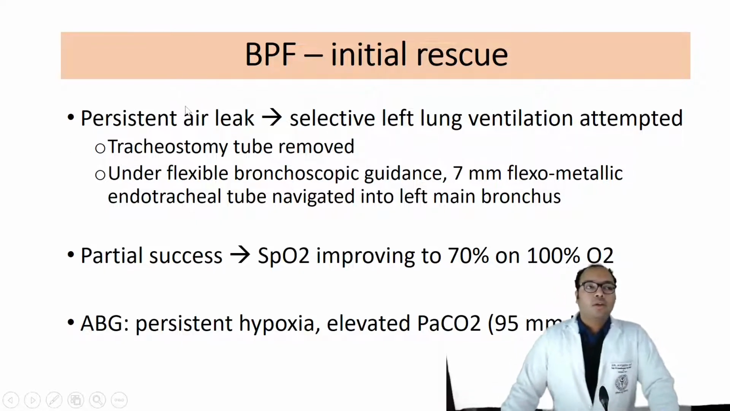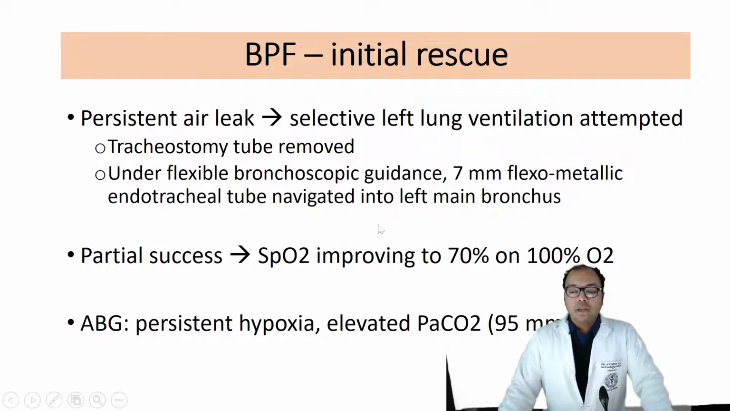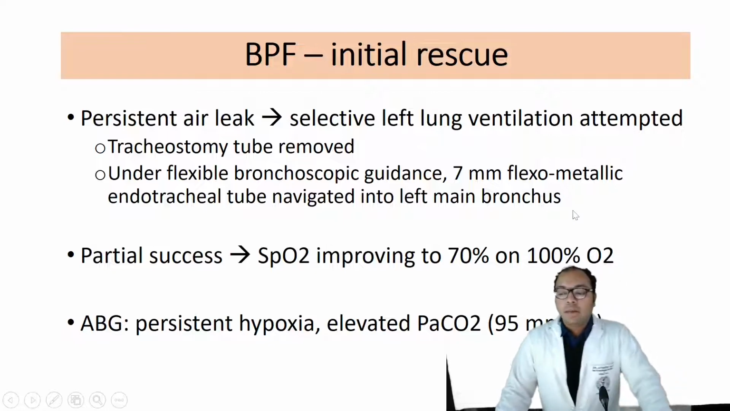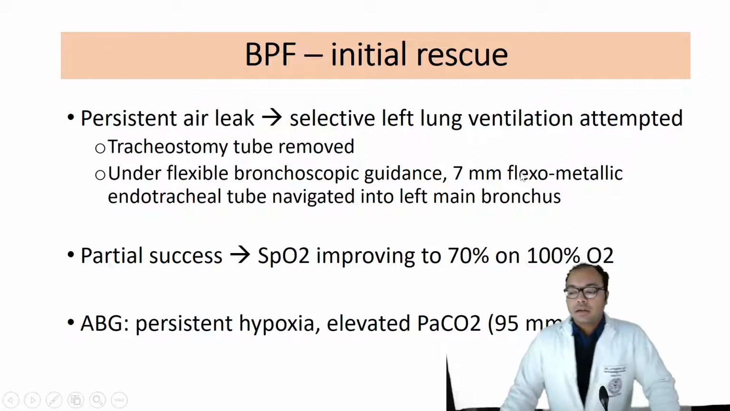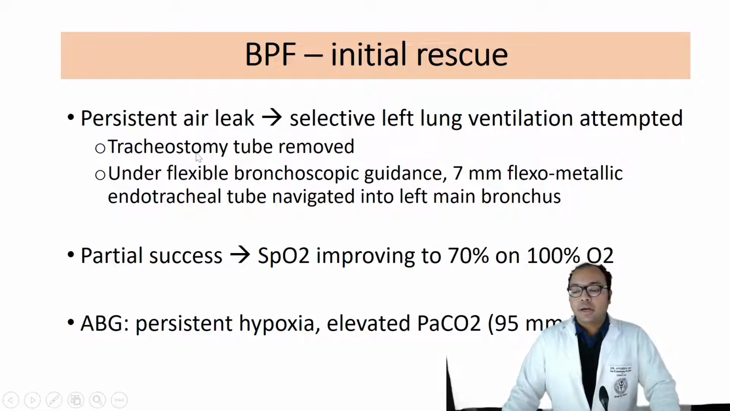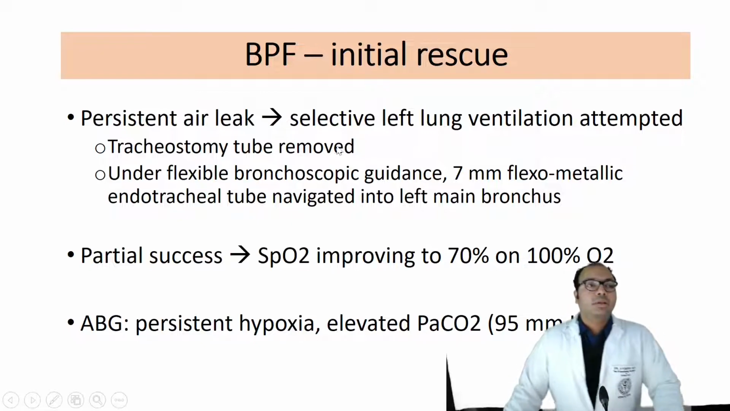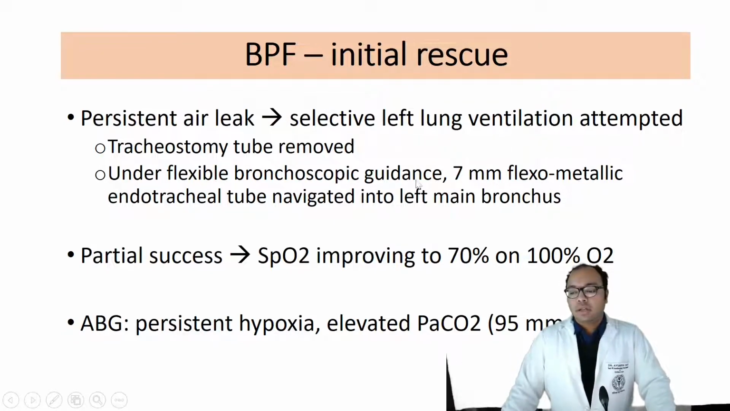So we first removed the tracheostomy tube, and we had the flexible bronchoscope at our bedside. With its guidance, we put a size 7 flexometallic tube into the left mainstem bronchus with an aim to selectively ventilate the left lung, isolate the right lung, and decrease the air leak. However, as I've already said, the patient had post ARDS changes in the lungs, and the left lung was also diseased. So we could not maintain adequate oxygenation despite left-sided one lung ventilation.